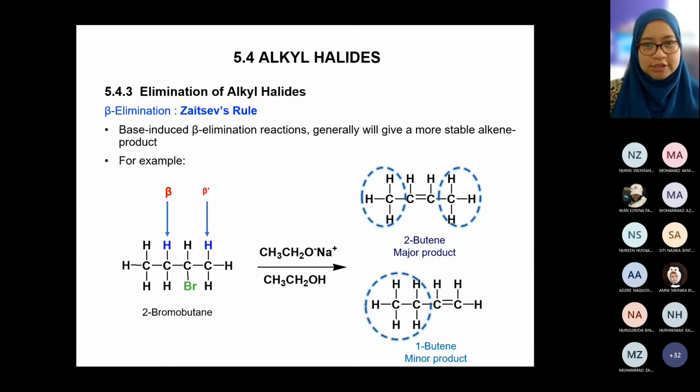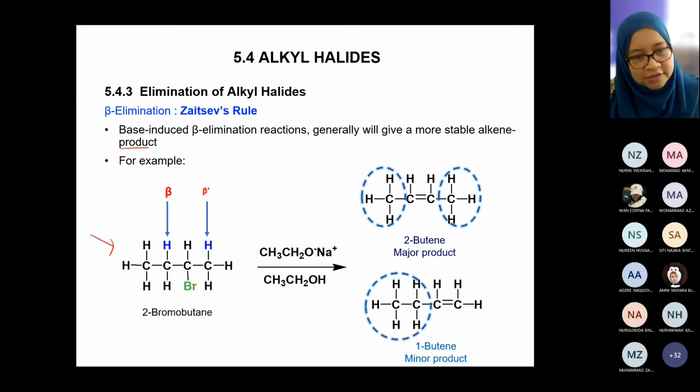Alright. Contohnya. Okay, let's look at contoh. Okay? Base induced beta elimination reaction generally will give a more stable alkene product. Okay? They prefer more stable alkene. Okay? Okay. So, for example, this is your alkyl halide.